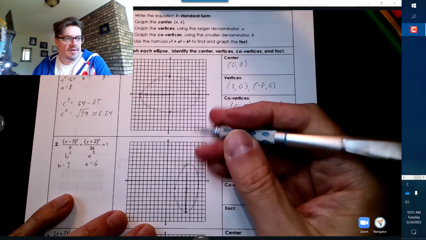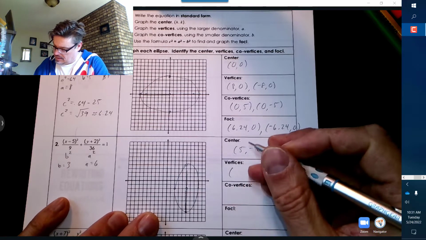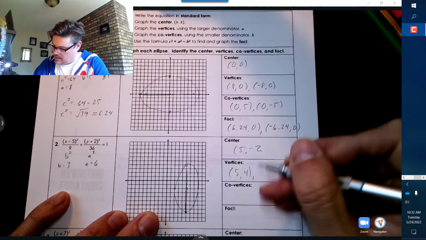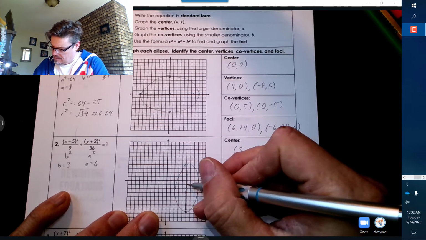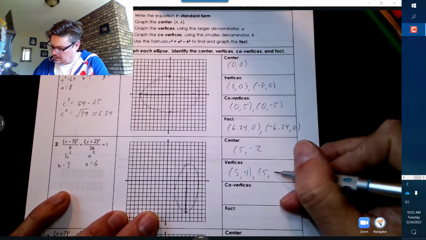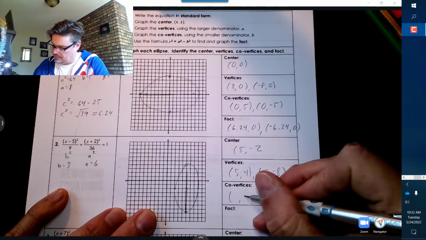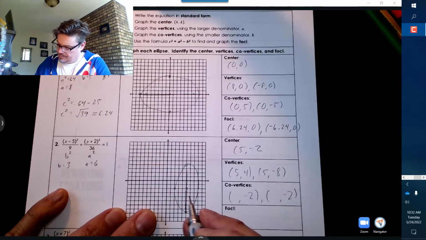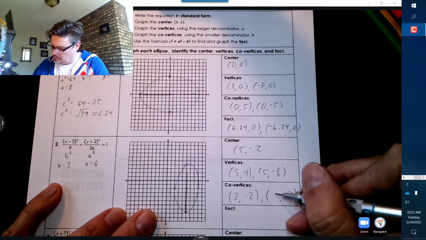First of all, let's go ahead and label what this is. This is 5, 4, and then 5, negative 8. Co-vertices are going to be negative 2, but here's positive 2 and 6 more.